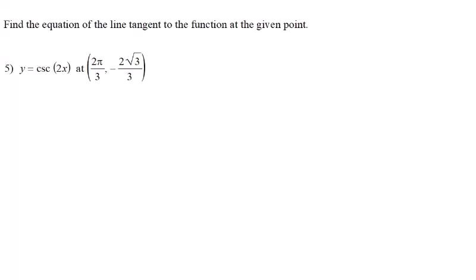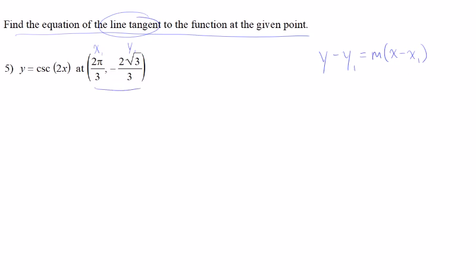All right, number 5. Find the equation of the tangent line to the function at the given point. We have this given point, here's our x and our y, or if you want, you can call it x1, y1. If we want to find the tangent line, we're going to use point slope form: y minus y1 equals m times x minus x1.